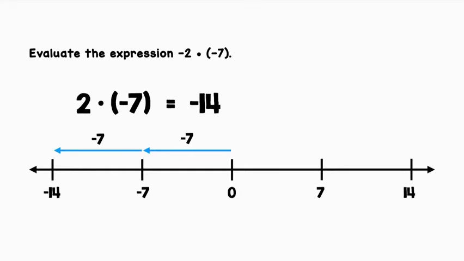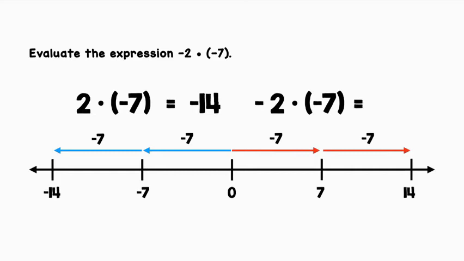The expression in the problem is -2 times -7. We're going to perform a very similar act, but since there is another negative sign, we're going to move in the opposite direction. That will give us a +14.